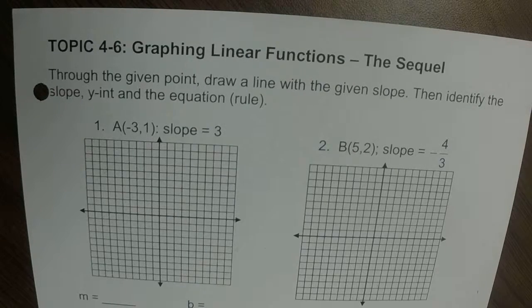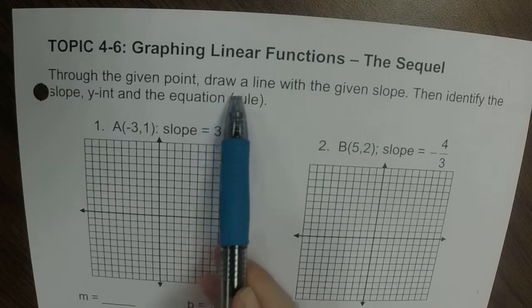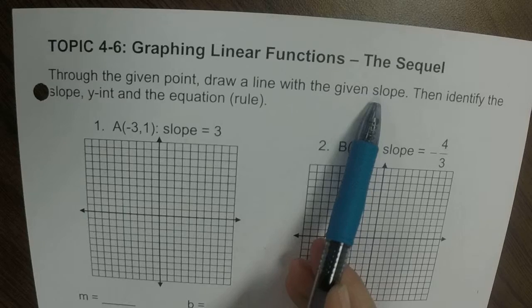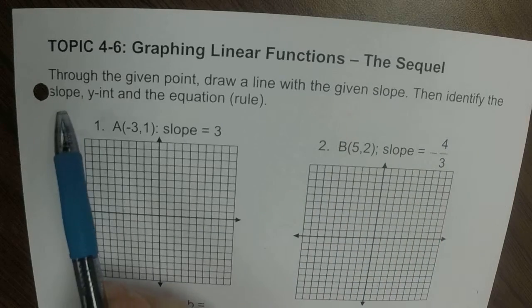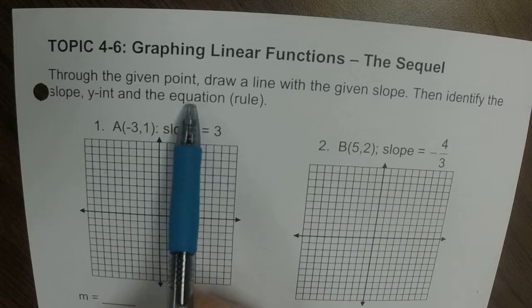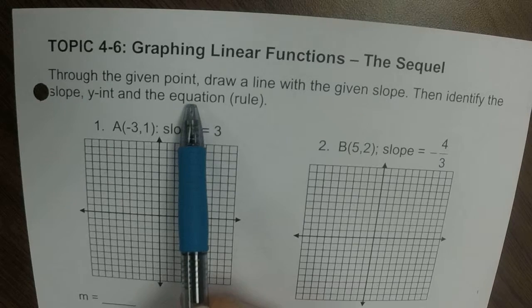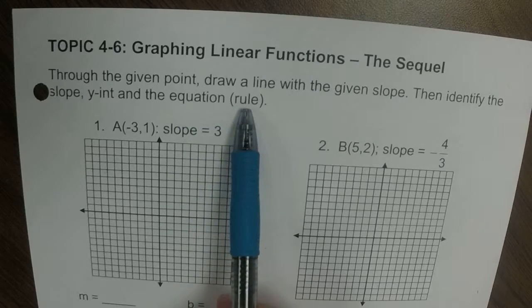So now that you should be pretty confident graphing equations that are in slope-intercept form, or y equals mx plus b, we're going to show you how to graph if they don't give you that information. So the first example here says, through the given point, draw a line that has the given slope. Then identify the slope, the y-intercept, and the equation. Note that sometimes the equation is called the rule.